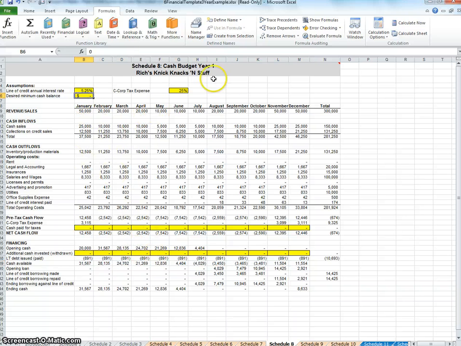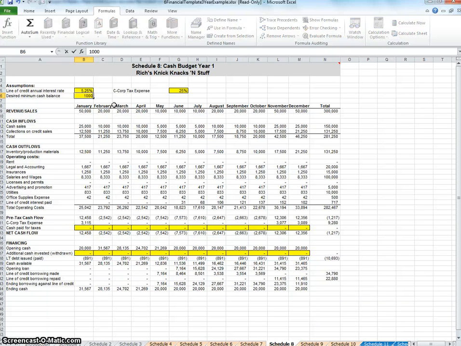So there's a couple of things here to fill out. Lines of credit, annual interest rate, this is already pre-populated. I'll just stick with that. Desired minimum cash balance, I want to have, well, let's just do 10 in the bank at all times as a new business. And my C Corp tax rate, so I just happen to be a C Corp, so that is the tax rate for us.